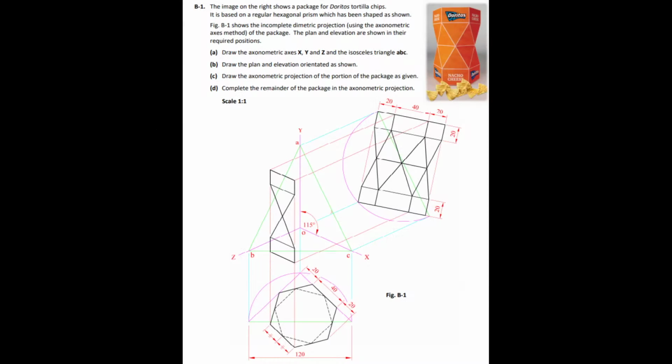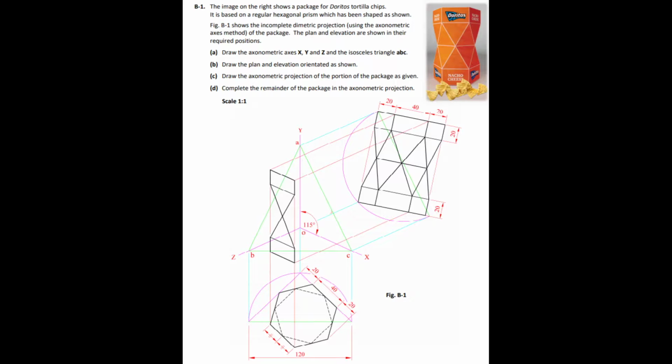This is the 2019 higher level question B1 looking at axonometric projection. The image on the right shows a package for Dorito tortilla chips. It's based on a regular hexagonal prism which has been shaped as shown. Figure B1 shows the incomplete diametric projection using the axonometric axis method of the package. The plan and elevation are shown in their required positions.